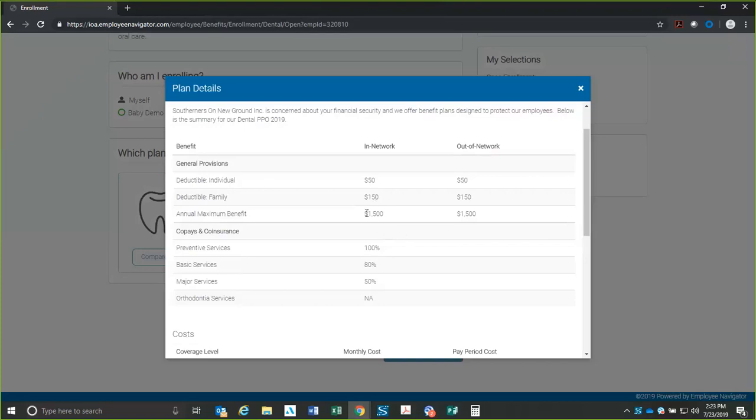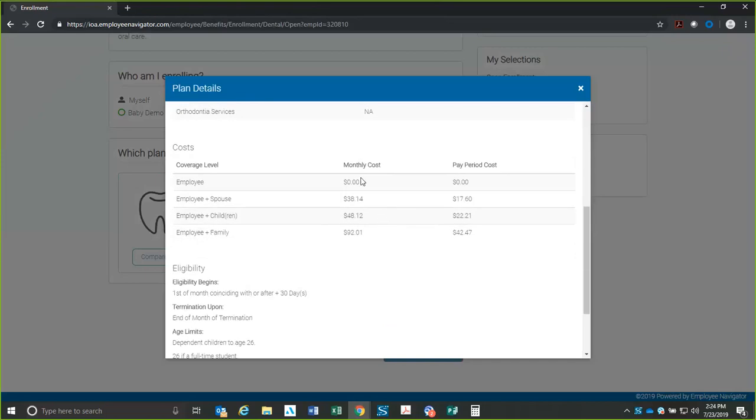Now, with this plan, you do have an annual maximum of $1,500. What this means is when the insurance carrier is done paying out $1,500 on a calendar year basis for your dental work, they will no longer pay anything else. A lot of times you will still get a small discount, but that's going to be quite a few, maybe like 2 or 3 crowns and stuff like that, to get to the $1,500 mark. But because it is calendar year, don't forget, come January 1st, you get that $1,500 right back.